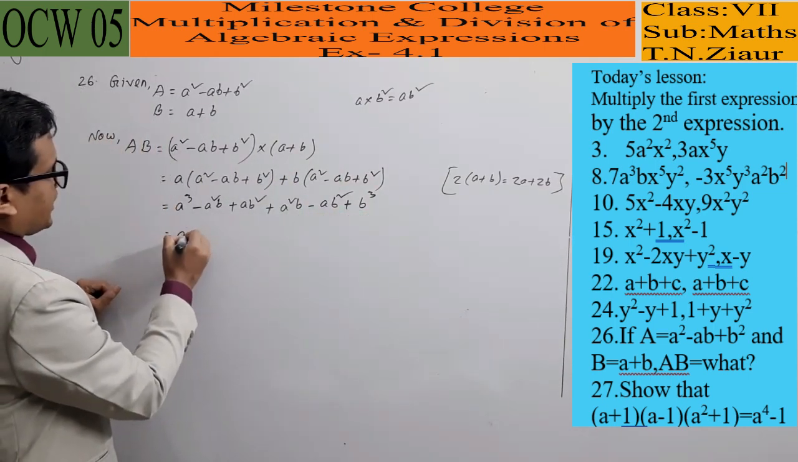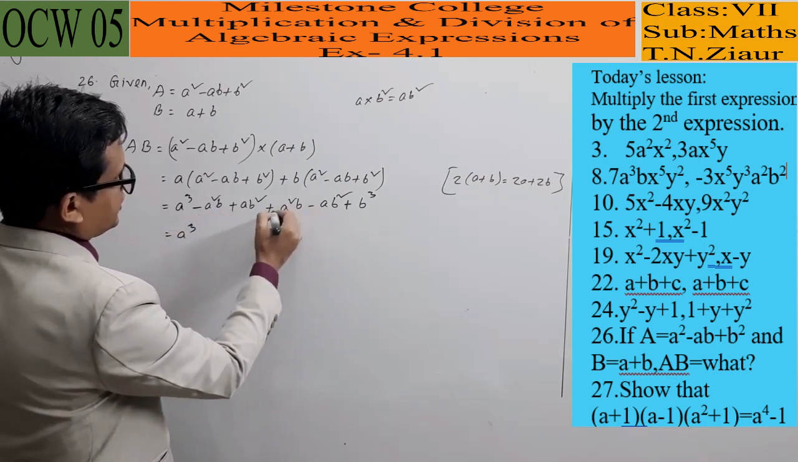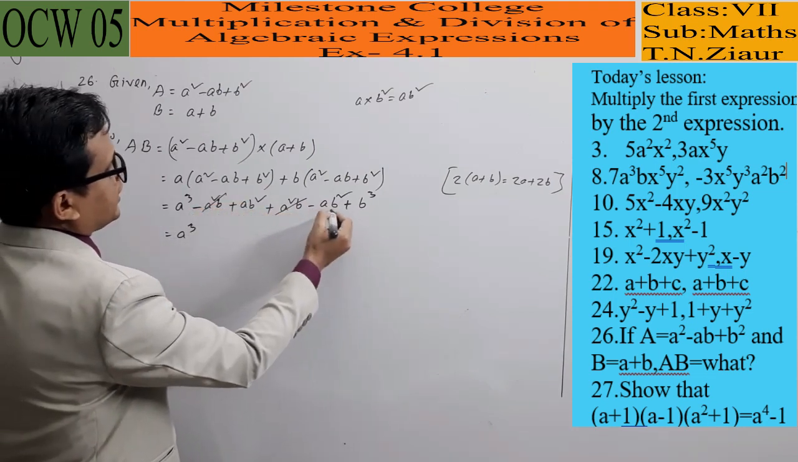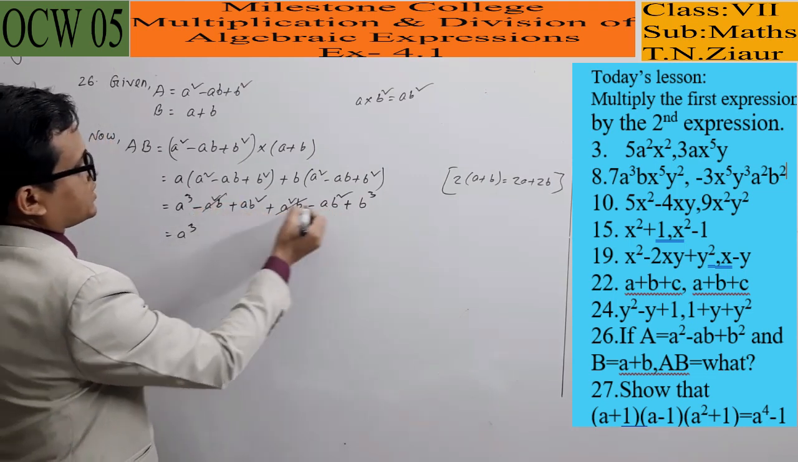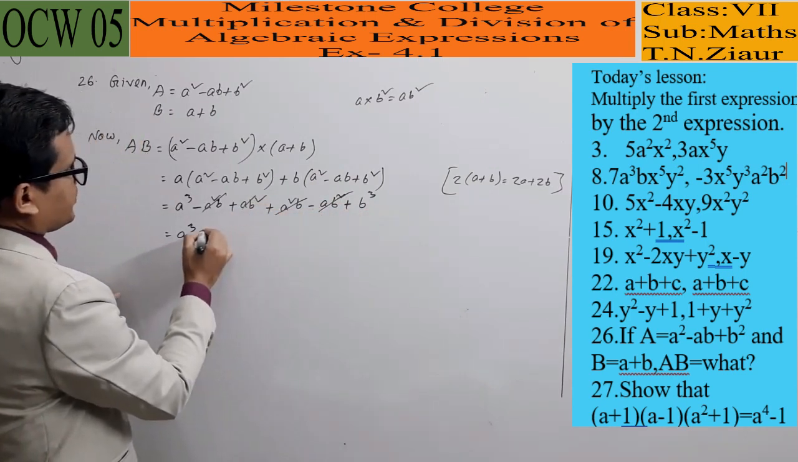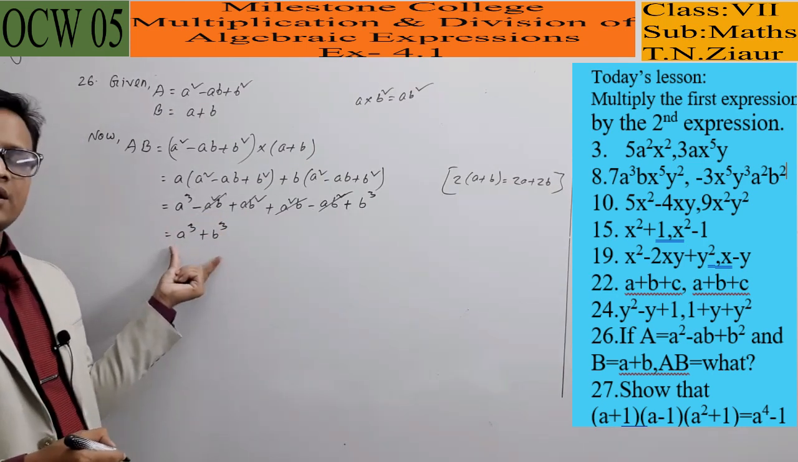Now check a cube, a square b, a square b. This one is plus, this one is minus, so we can remove this one. Ab square, ab square: this one is minus, this one is plus, so we can remove this one, right? So plus b cube. So a cube plus b cube. This one is the required product of AB.